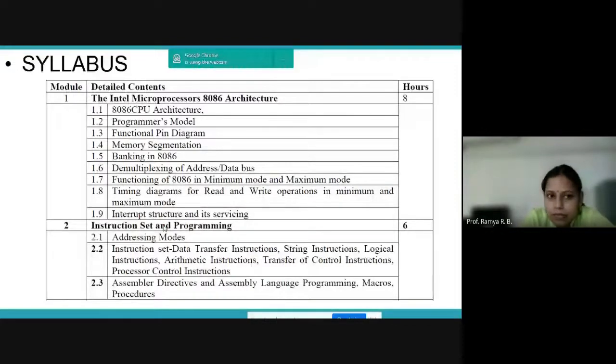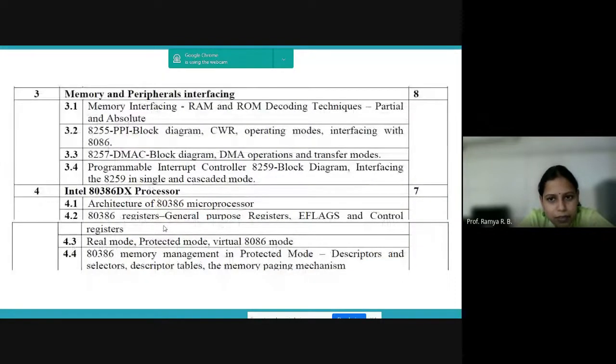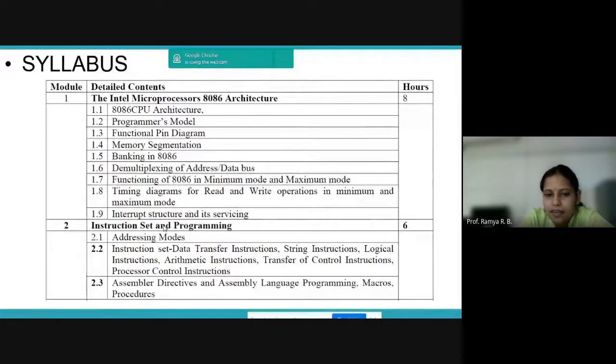So this is your first module where you have the fundamental concepts of 8086, core concepts of 8086, pin diagram, banking, segmentation, demultiplexing, interrupt structure. Okay, might look like theoretical, but it's very, very interesting to learn. Even though from the syllabus it might appear to be a theoretical subject, it is very interesting. You don't have to learn by heart anything if you understand and learn.